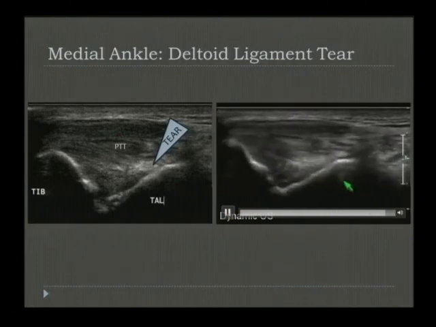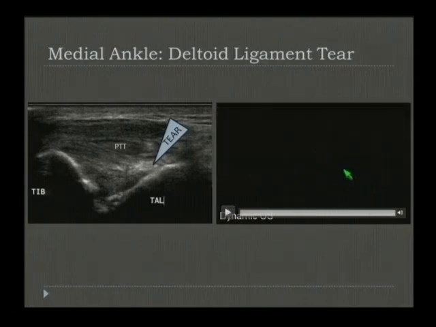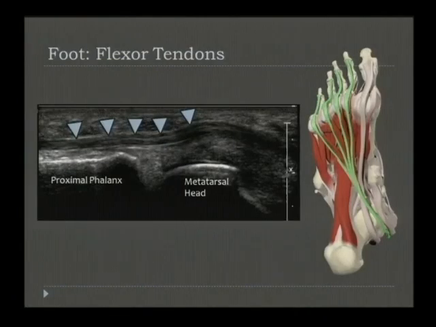You could feel that on exam. So could the orthopedic surgeon. It was consistent with a full thickness tear of the tibiotalar component of the deltoid ligament. I'm now going to move on to the foot. I'm not going to spend much time on the flexor tendons.